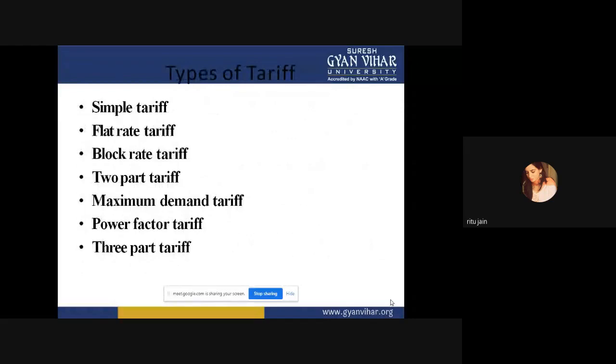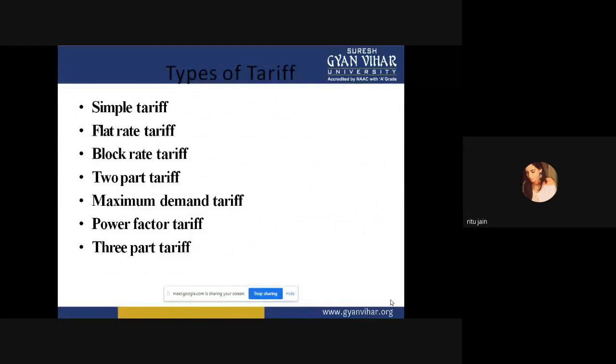Why is this called simple tariff? What is the flat rate tariff, block rate tariff, two-part tariff, maximum demand tariff, the tariff which depends upon power factor, that is power factor tariff, and three-part tariff? This tariff depends on three parts: active power, reactive power, and power factor. So there are n number of factors on which your tariff depends.